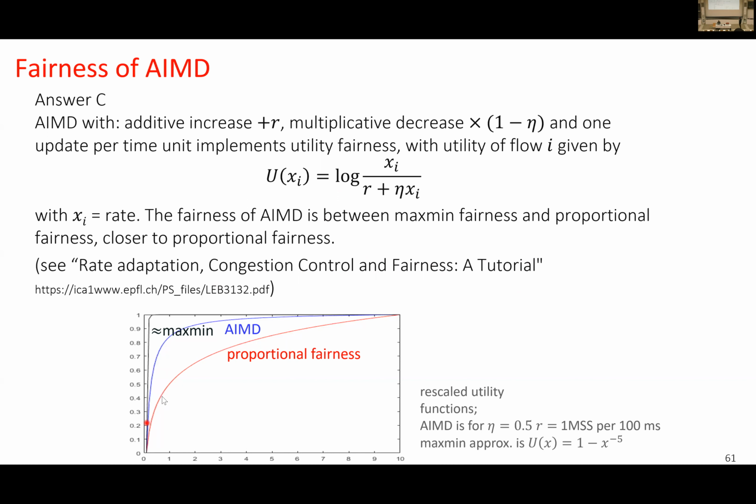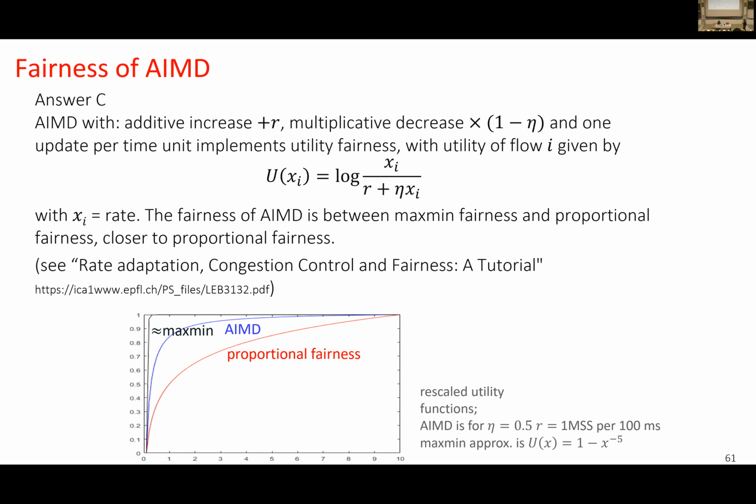I'm plotting here the logarithm function, which we know is what proportional fairness considers as utility function. And I'm plotting also this function for some values. Now, it depends on the value. Eta is always 0.5, but the increase, in fact, depends on the round-trip time and the packet size. So it's not as simple, but if I take those numbers here, this is the curve I obtain for AIMD. If we look at it from far, it's not very far from proportional fairness. So the first take-home message is, in reality, it's very close to proportional fairness.